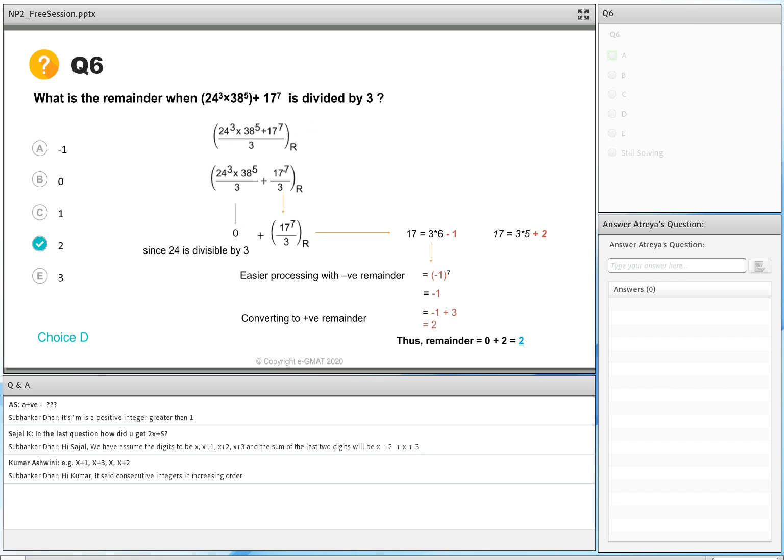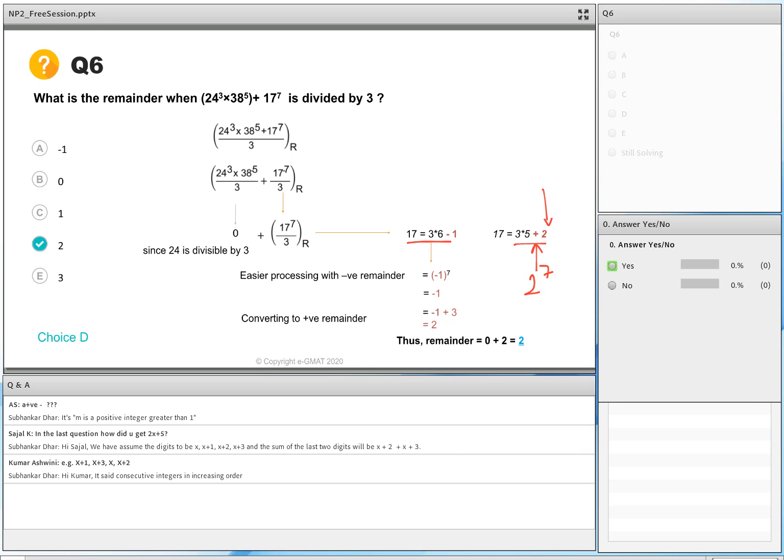Now, when I write 17, it can be written as 3 times 6 minus 1, or it can also be written as 3 times 5 plus 2. So here, plus 2 is the remainder, the positive remainder. If I take this part, which is 3 times 5 plus 2, the remainder here is equal to 2, I would essentially have to calculate 2 to the power 7. Now, tell me, let me bring the yes no poll.